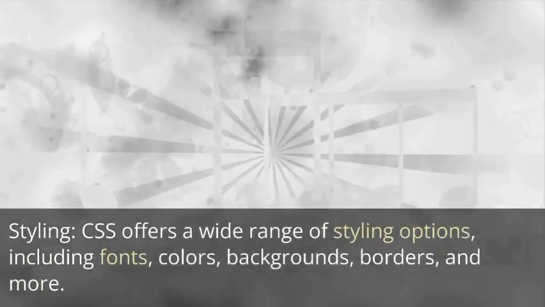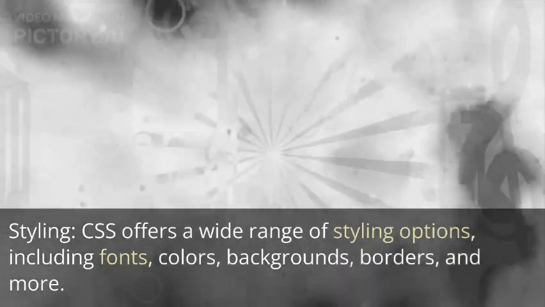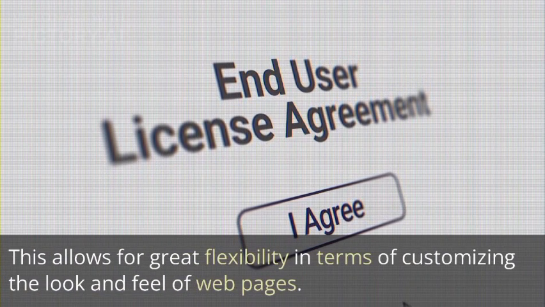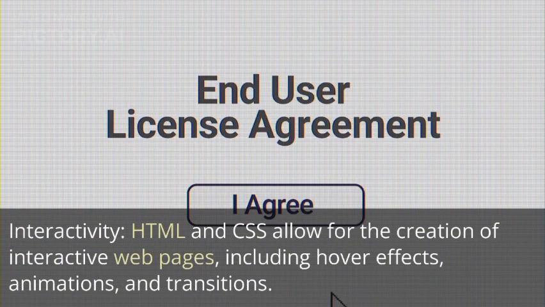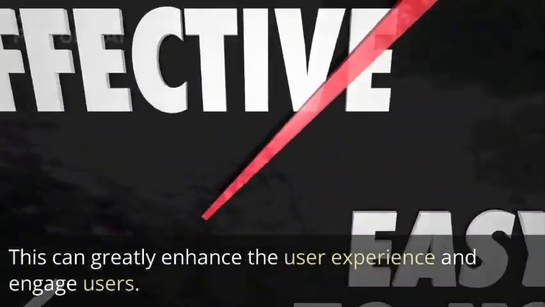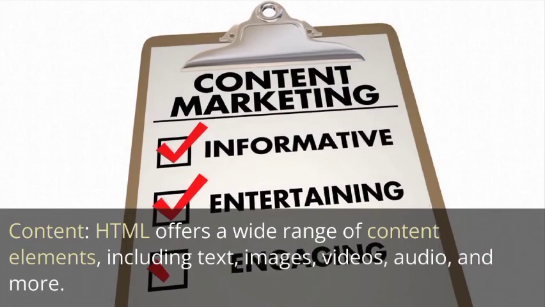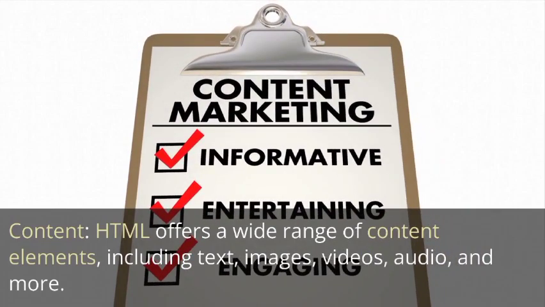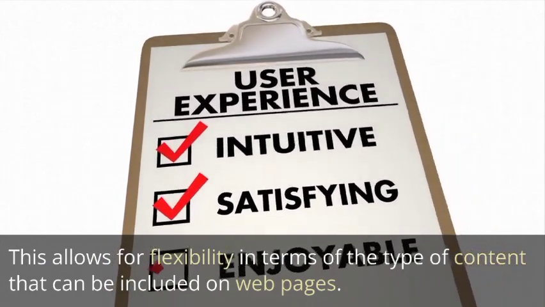Styling. CSS offers a wide range of styling options, including fonts, colors, backgrounds, borders, and more. This allows for great flexibility in terms of customizing the look and feel of web pages. Interactivity. HTML and CSS allow for the creation of interactive web pages, including hover effects, animations, and transitions. This can greatly enhance the user experience and engage users. Content. HTML offers a wide range of content elements, including text, images, videos, audio, and more. This allows for flexibility in terms of the type of content that can be included on web pages.